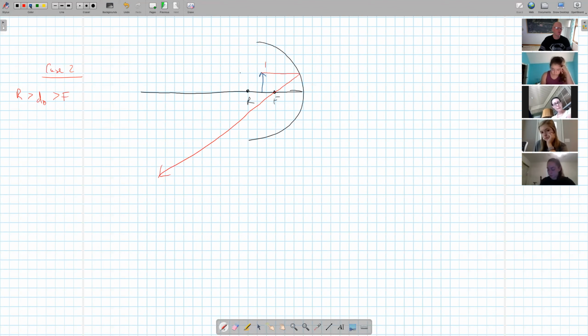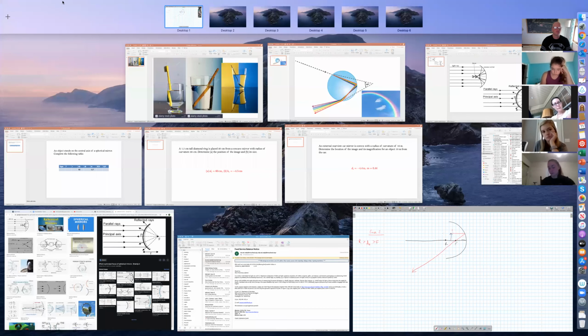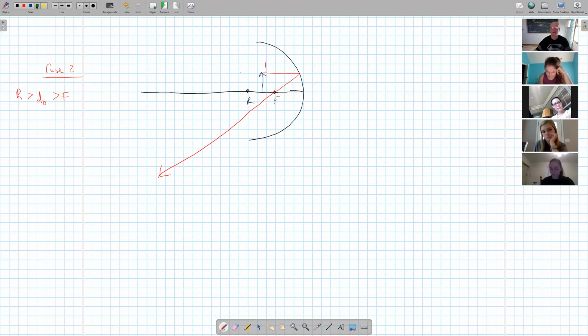Ray number 2. What color did I use for ray number 2 last time? Was that green? I think that was green. Ray number 2 is going to go down through the focal point, hit the mirror, and then go parallel to the principal axis. So in this case, this guy's going to come down through here, hit somewhere here, and then get reflected back in this direction. So this is now ray number 2. Again, it's sufficient to do only 2 rays. You don't have to do all 3 rays. So these are the only 2 I'm going to do.